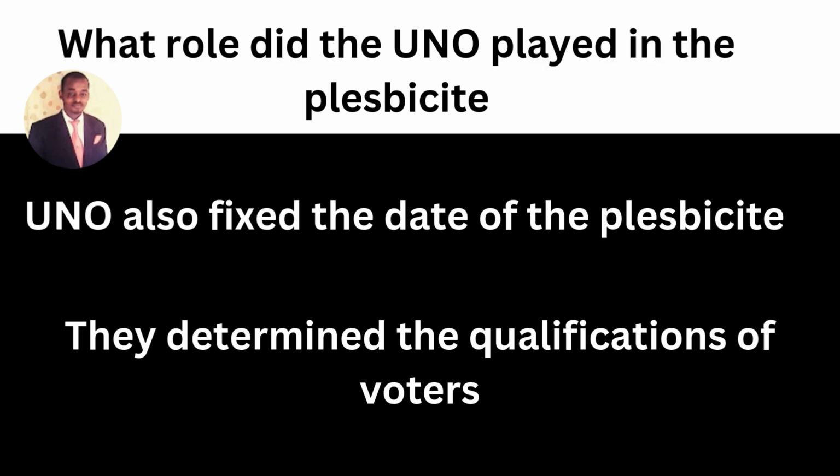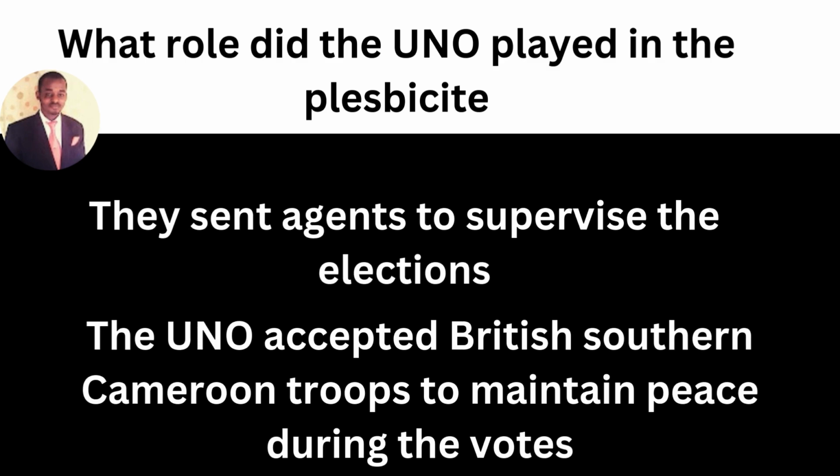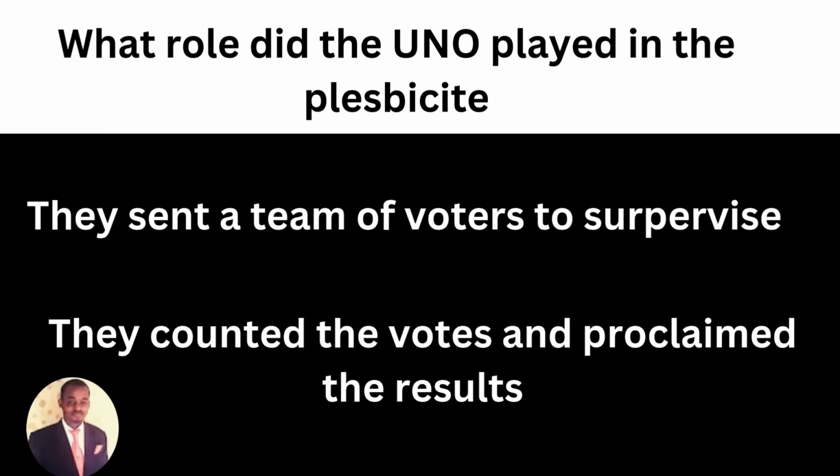Also, they determined the qualifications of voters, whether your age or your sex. So they were the ones that determined if you were going to vote or not. Another role played by the UN is that they sent agents to supervise the elections, so they had agents on the field. Another role is that the UN accepted the British Southern Cameroon's troops to maintain peace. Another is that they sent a team of voters to supervise. And also they counted the votes and proclaimed the results. So all was being done by the UN.